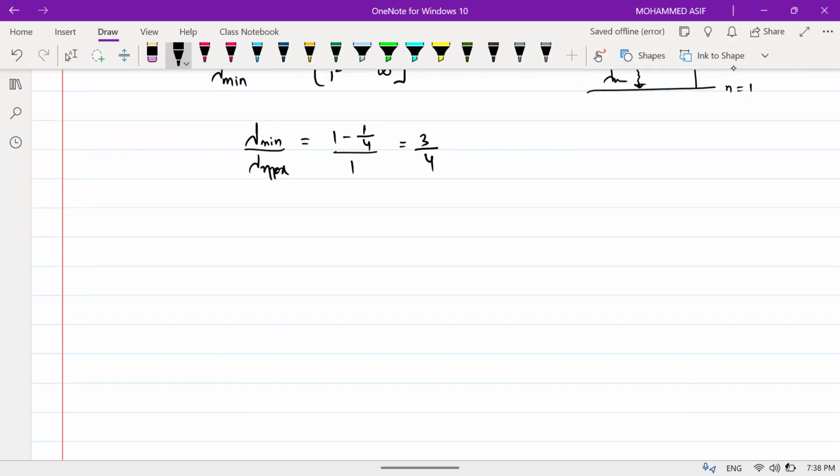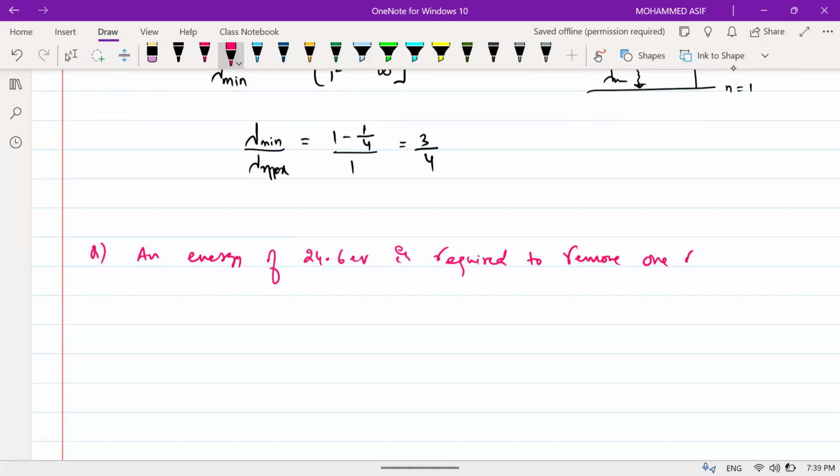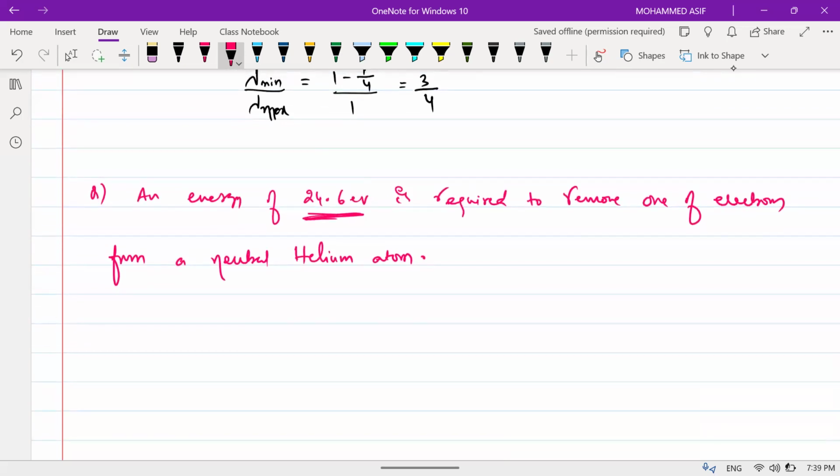Yes, sir. Chalo. This one is also one of the important questions. Better see. Say for example, an energy of 24.6 electron volt is required to remove one of the electrons from a neutral helium atom. Okay, what is the condition? Energy of how much, beta? 24.6 electron volt is required to remove one of the electrons from the neutral helium atom.